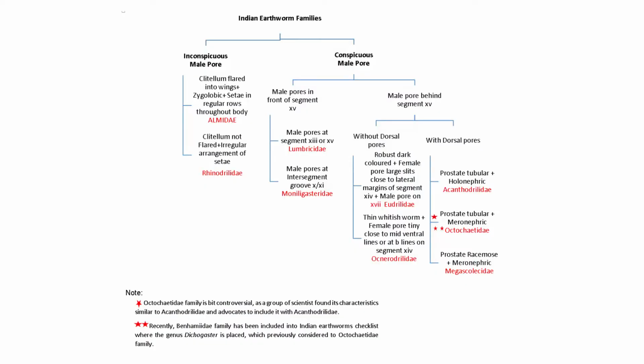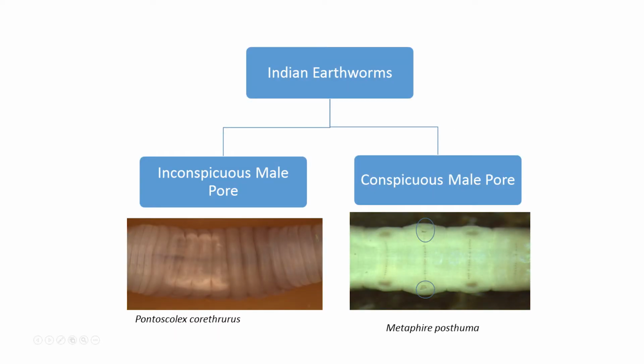Now let's discuss the identification key of earthworms of India up to family level. Indian earthworm families are subdivided by inconspicuous male pore and conspicuous male pore. In inconspicuous male pore, the male pore is not clearly visible, while in conspicuous male pore it is clearly visible.